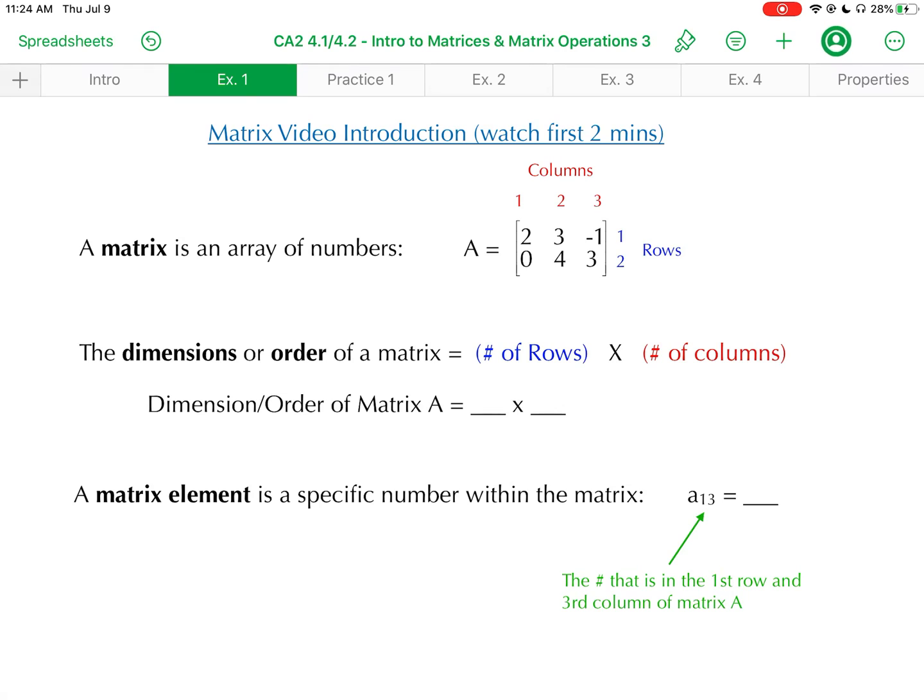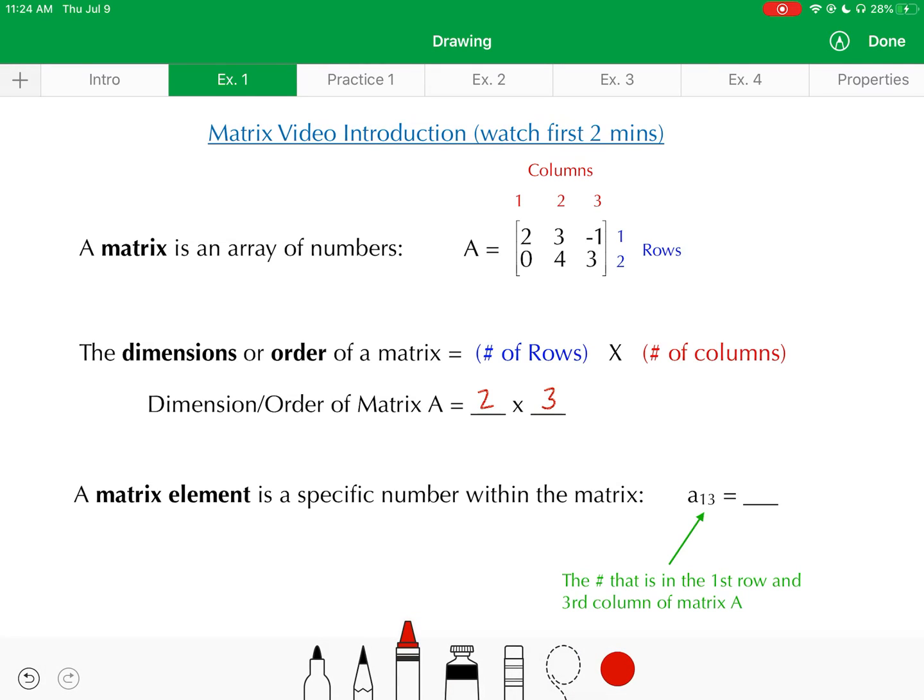Now every matrix has a dimension to it, or an order, and that's simply the number of rows by the number of columns. So for matrix A here, we would say its dimensions, or its order, is 2 by 3. It has 2 rows and 3 columns. And notice we're using an X there in between the 2 and the 3, kind of like to represent multiplication. So if you were to multiply 2 and 3 together, that gives you 6. And notice we have 6 total numbers or elements that make up the matrix. So the dimensions will tell you how many elements are in the entire matrix.